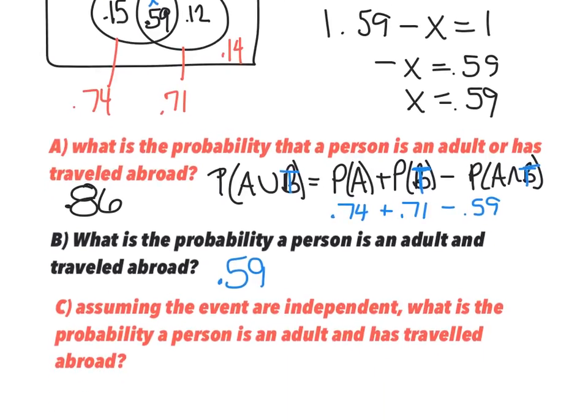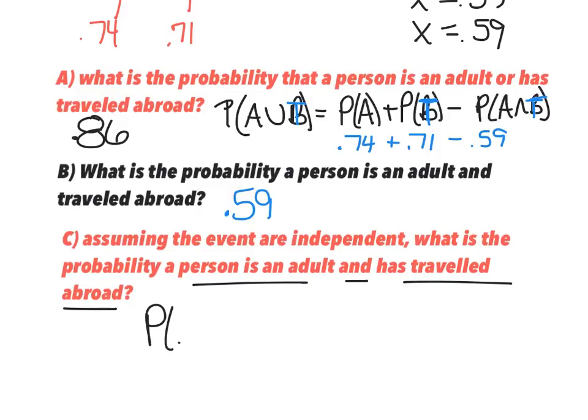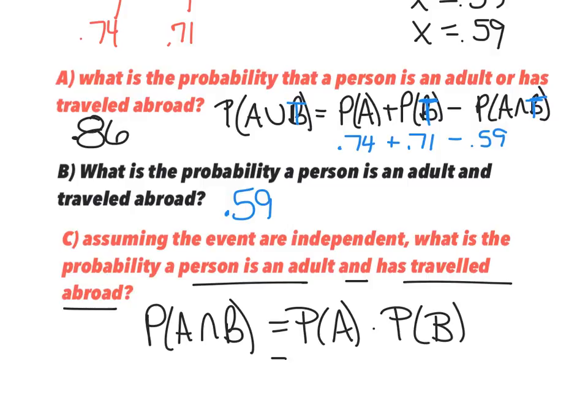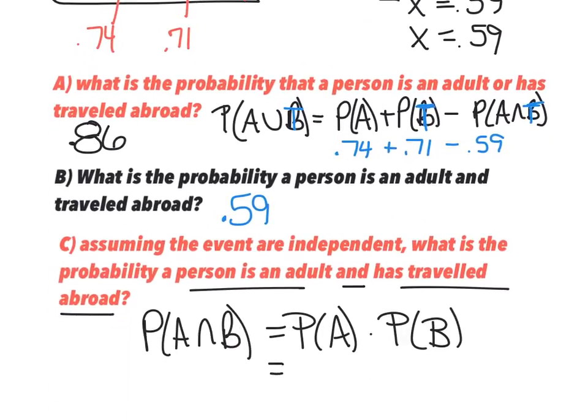And C, assuming the events are independent, what is the probability that a person is an adult and has traveled abroad? Well, again, if they're independent, the probability of A and B is just the probability of A times the probability of B. So the probability of A was 0.74 times the probability of B, which is 0.71, which is a probability of 0.5254.